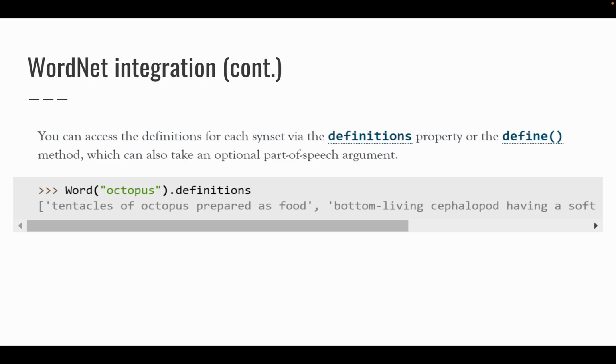And you can access the definitions for each synset via the definitions property, or you can also call the define method, which will achieve the same thing, but again, that allows you to pass in the optional part of speech argument for disambiguation purposes.